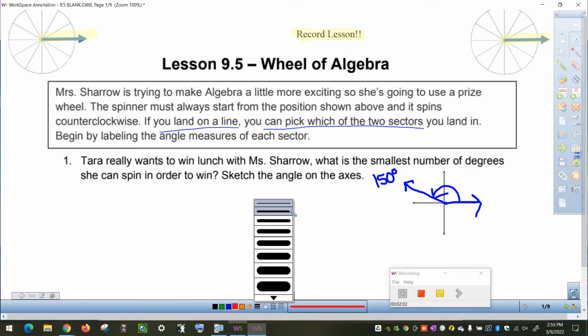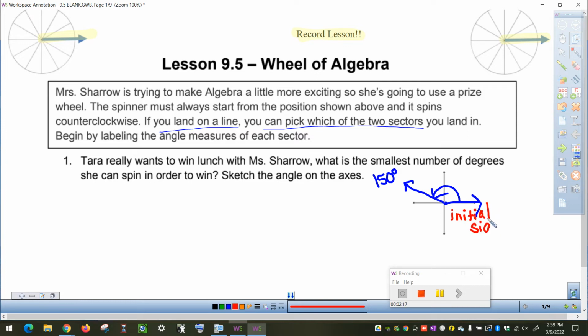All right, we are going to put a few labels here onto the picture. So go ahead and switch to your different color. And we're going to label the starting position of that paperclip, which is called the initial side. And then we also have a name for the other line where our angle is ending. The line where we labeled the 150, we're going to call this one the terminal side. That's where our angle measure ends.